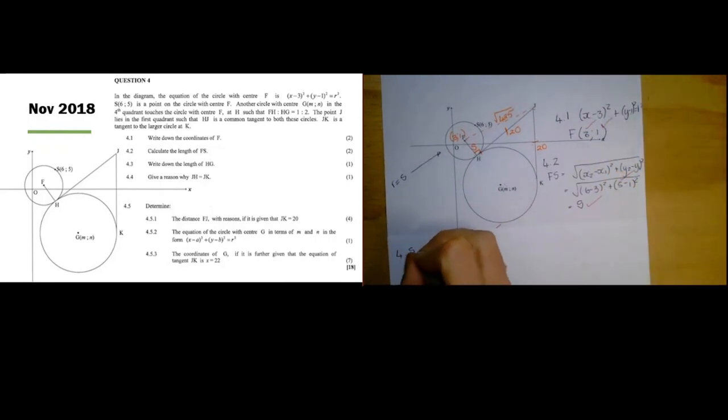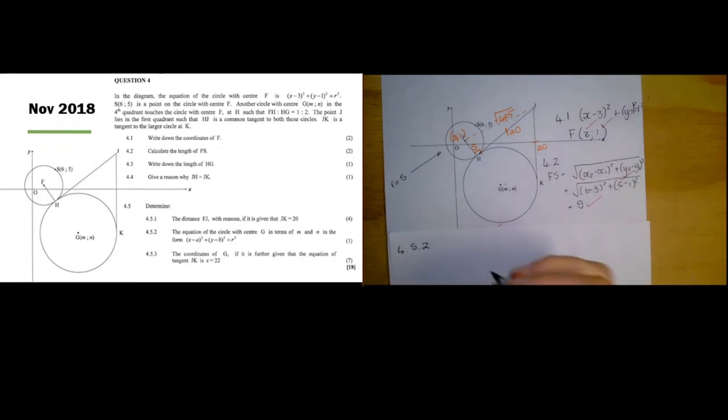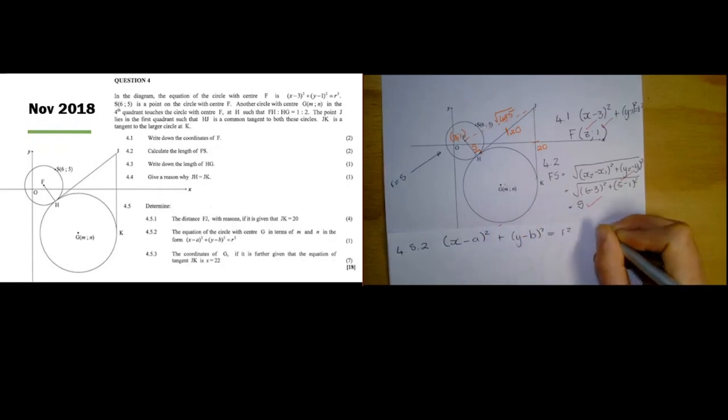Question 4.5.2. They want me to find the equation of the circle with center G in terms of m and n, read this very carefully, in the form. So there must be an m and n in the answer. So what do I know? They want it in the form (x − a) squared plus (y − b) squared equals r squared. G is the coordinate (m, n). They want it in terms of m and n, which means I must put the m and the n in the equation. So it's going to be (x − m) squared plus (y − n) squared.